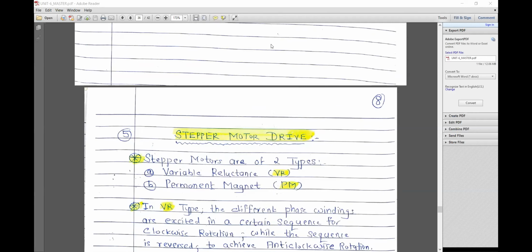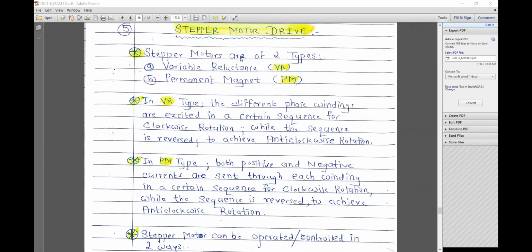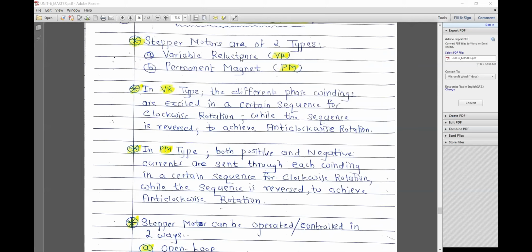So understand one thing, that in variable reluctance motors, the stepper motor windings are excited in a particular sequence. And when that sequence is reversed, then the motor rotation becomes anti-clockwise. That is what I've written here. So in variable reluctance type, the different phase windings are excited in a certain sequence for clockwise rotation, while the same sequence is reversed to achieve anti-clockwise rotation. And in the permanent magnet type, also the windings remain the same. Only thing is that positive and negative currents are sent through each winding.